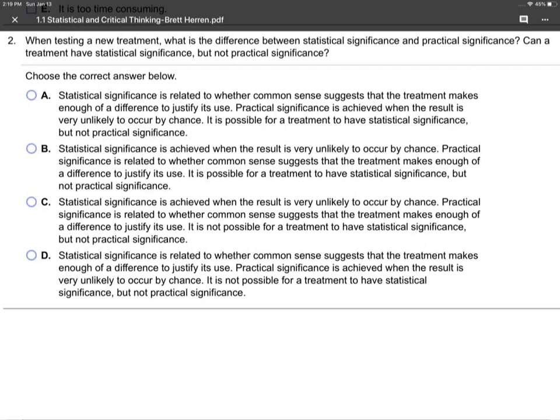Number 2, I'll read this to you. It's pretty small and I can't blow it up. When testing a new treatment, what is the difference between statistical significance and practical significance? That's the question. Statistical significance and practical. Can a treatment have statistical significance but not practical?